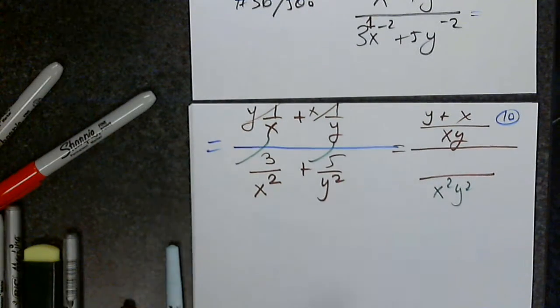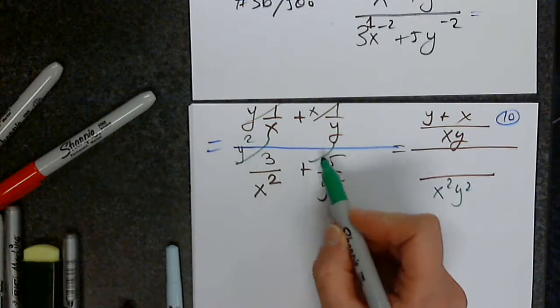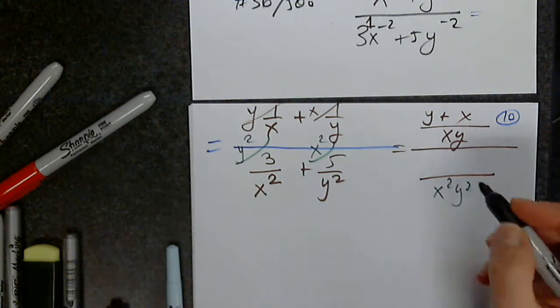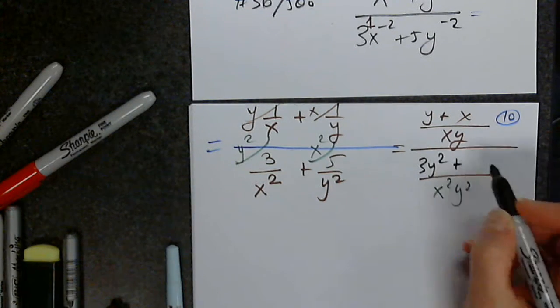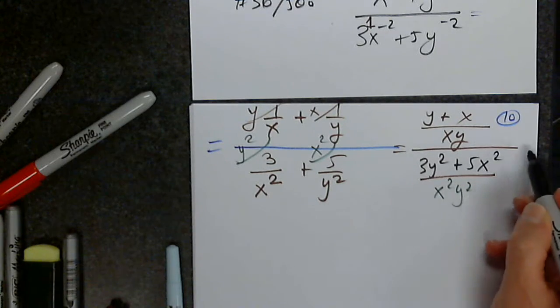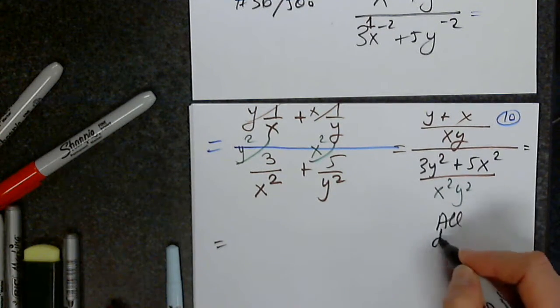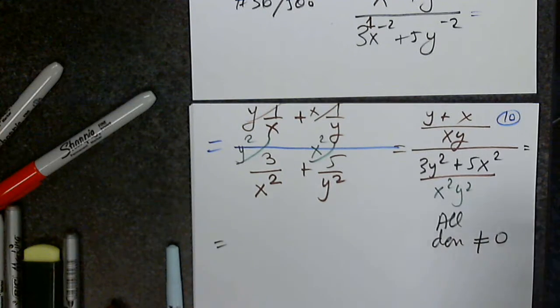Adjustments: y squared and x squared. The numerator: 3y squared plus 5x squared. Perfect. I will only write all denominators are not 0.